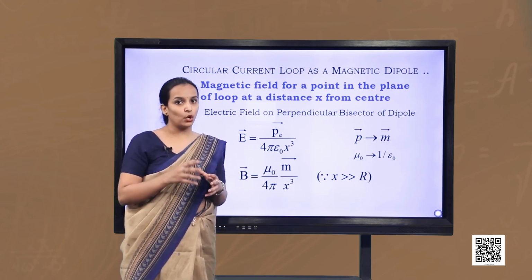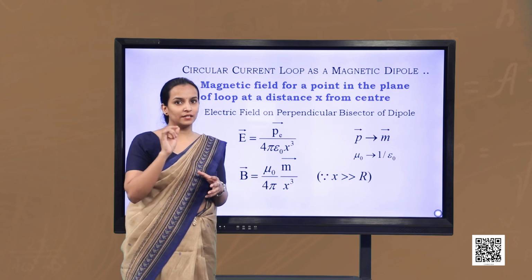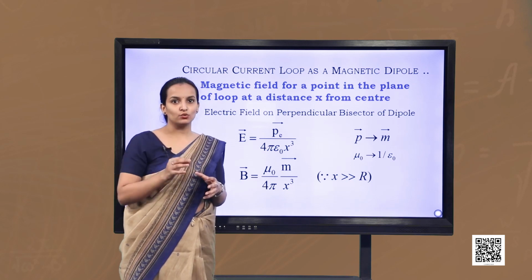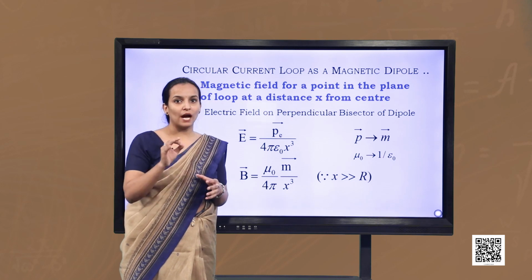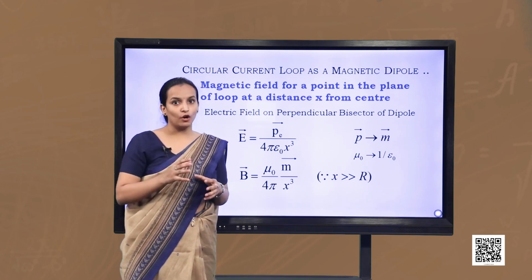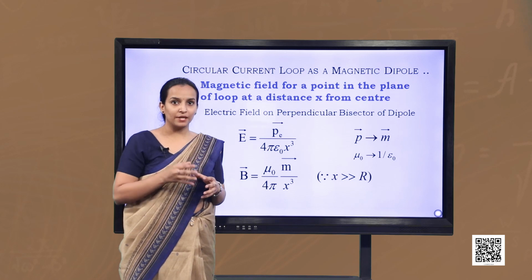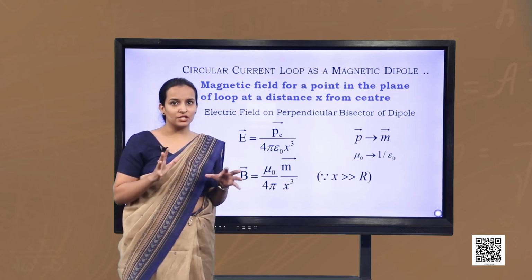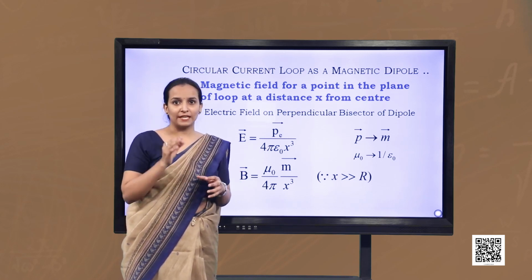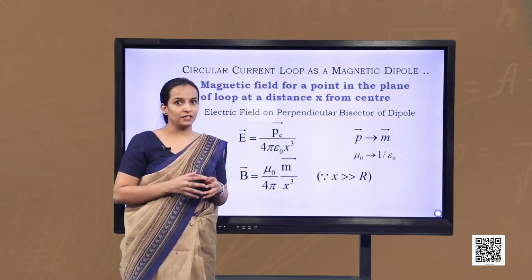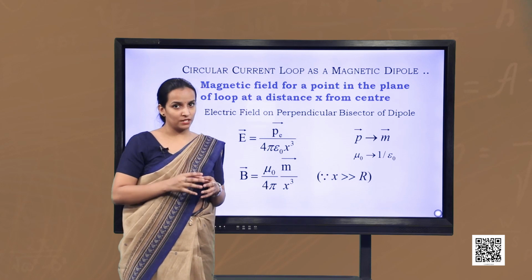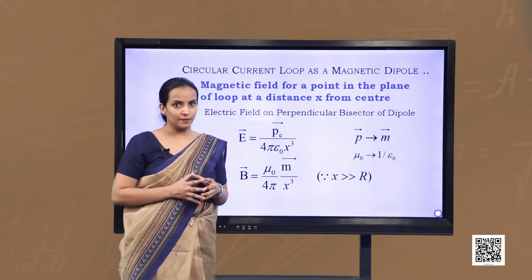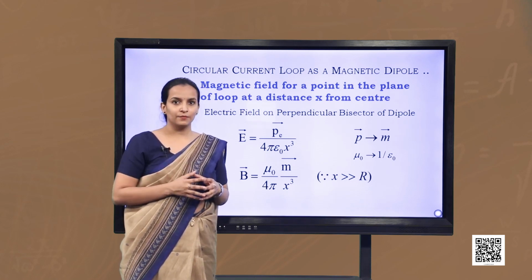Now the results obtained can be shown to apply to any planar loop. And now we all know that a planar current loop is equivalent to a magnetic dipole of dipole moment m equals IA, which is the analog of electric dipole moment P. We were establishing an analogy between electric field and magnetic field in terms of electric and magnetic dipoles, but there is a fundamental difference. Can you think of it?